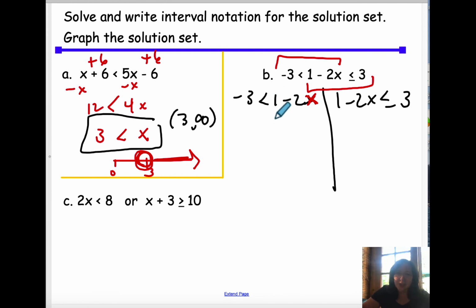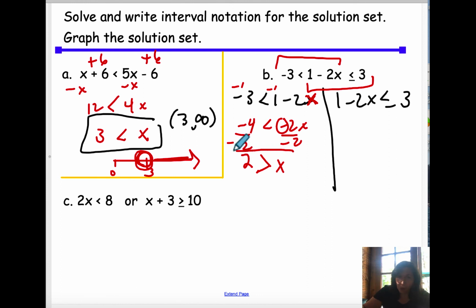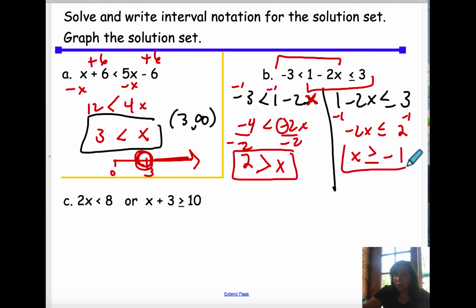So I'm going to subtract 1 from both sides, I get -4 is less than -2x. I'm going to divide both sides by -2, and I'm going to get x is less than, because remember, this is the opposite of the inequality. The opposite of greater than is less than, and then that's going to be 2. So that's one answer. The other one, subtract 1 from both sides. I'm going to get -2x is less than or equal to 2. I'm going to divide by -2, so that's going to give me x is greater than or equal to -1. I'm going to box that up.